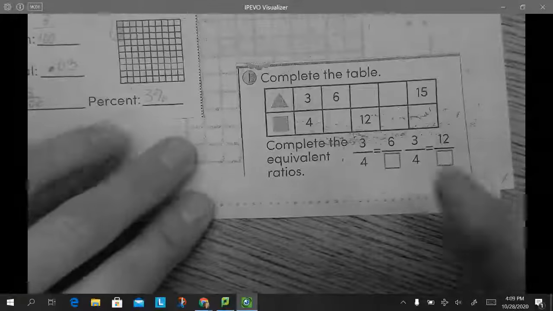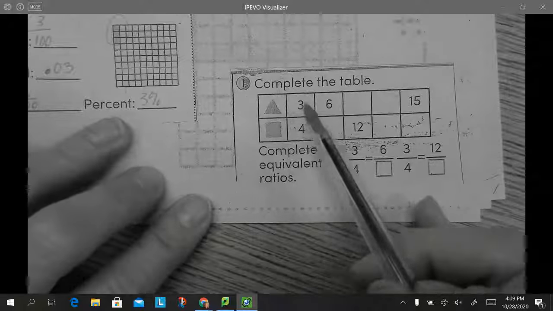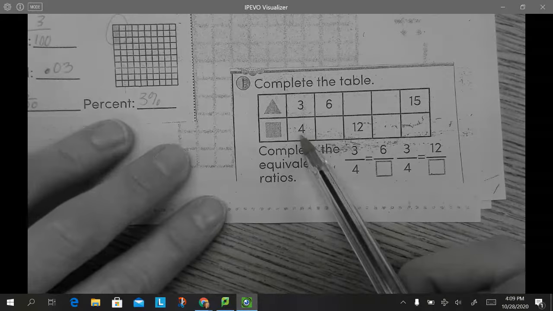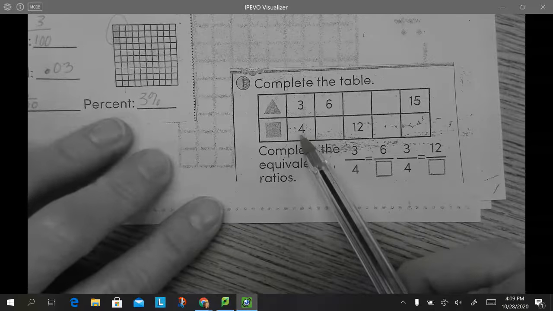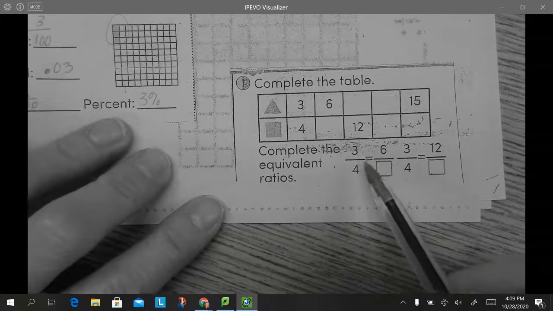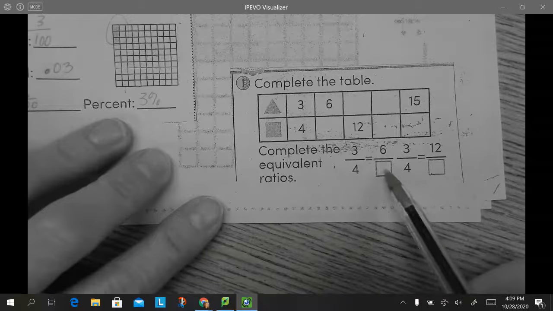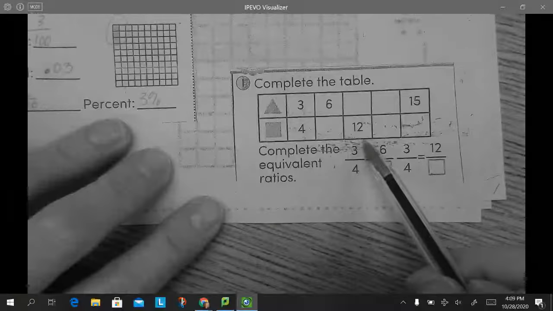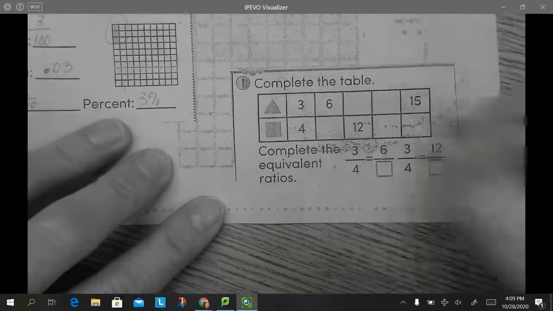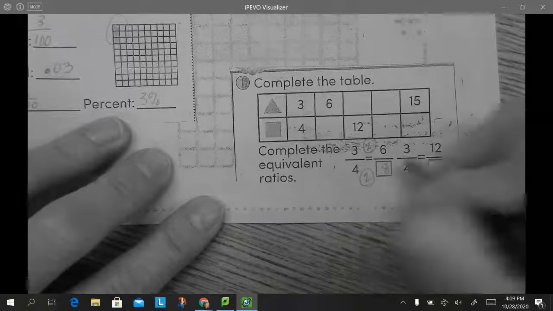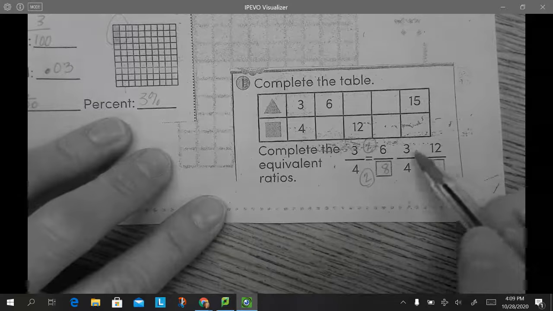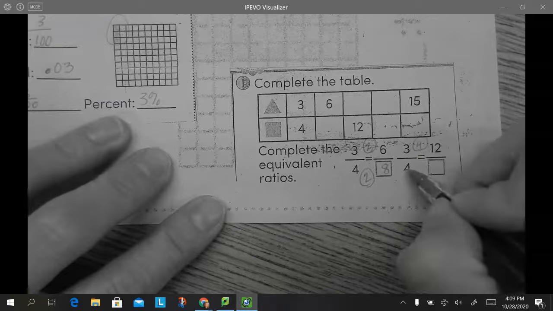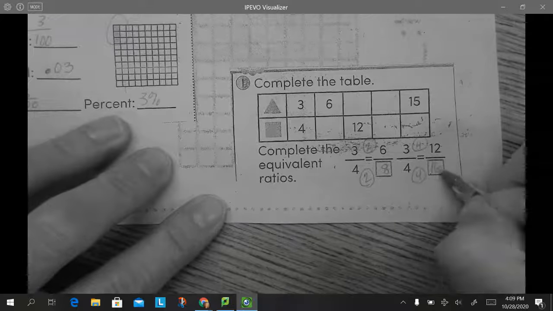All right. Complete the ratio table. So a triangle is worth 3, and a square is worth 4. Love it. And they give us these fractions below too. 3 over 4 equals 6 over something, right? Well, let's look at the pattern. 3 times 2 is 6, therefore 4 times 2 is 8. 3 times what is 12? 3 times 4 is 12, so therefore 4 times 4 is 16.